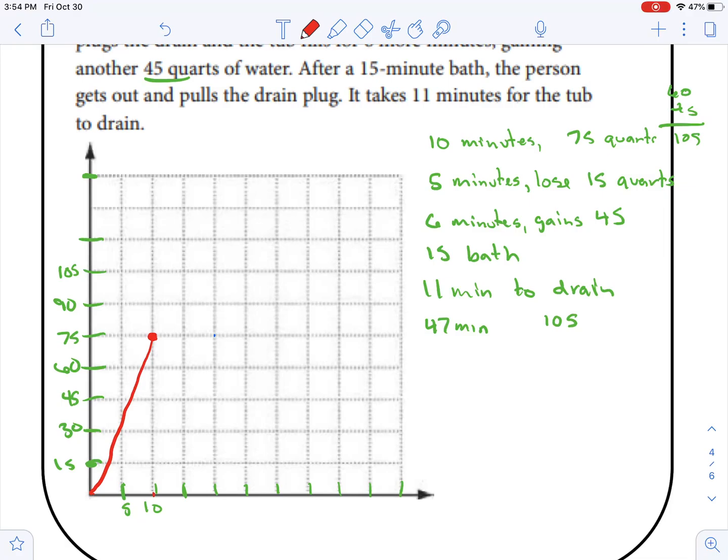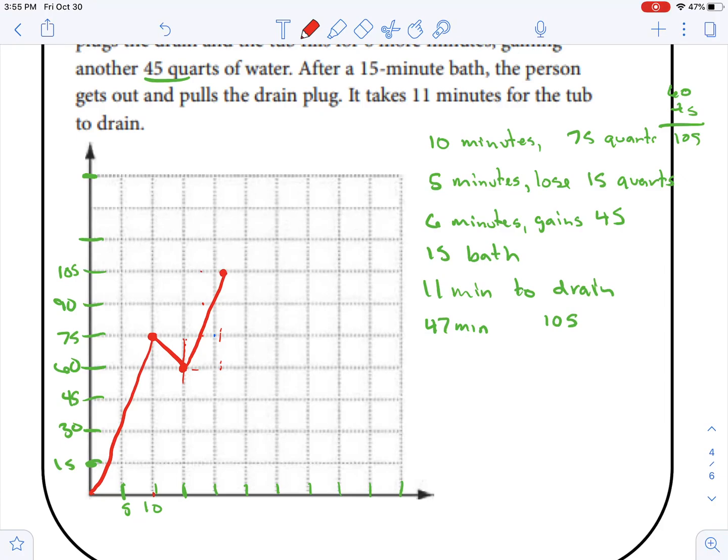Then for the next 5 minutes, it loses 15 quarts. So this would be the next 5 minutes right here, but I lose, so this line is going to go down. If I lose 15, that puts me down at 60. Then for the next 6 minutes, it gains 45 quarts. So 6 minutes is here, and I gain 45. If I moved here, that would gain 15. This is 30. Now I gain 45. So if I gain 45, it puts me all the way up to that 105.